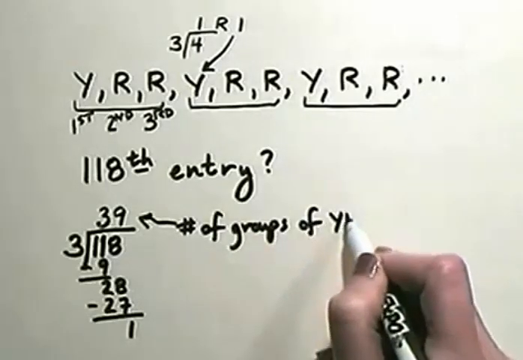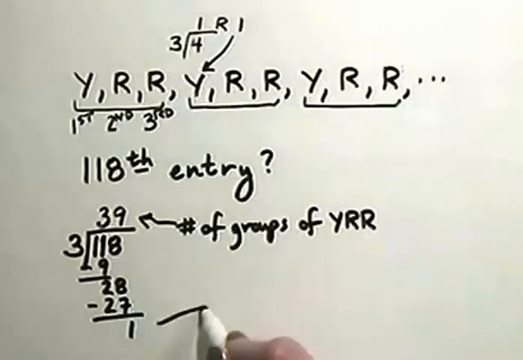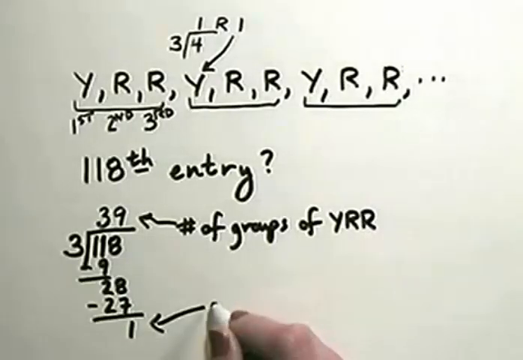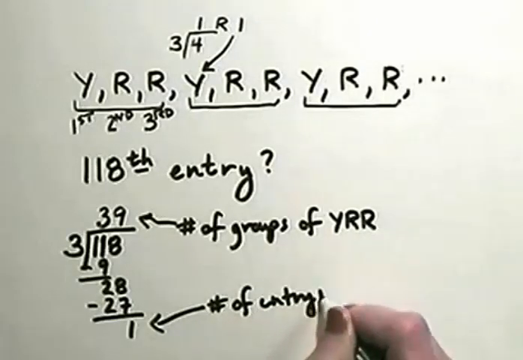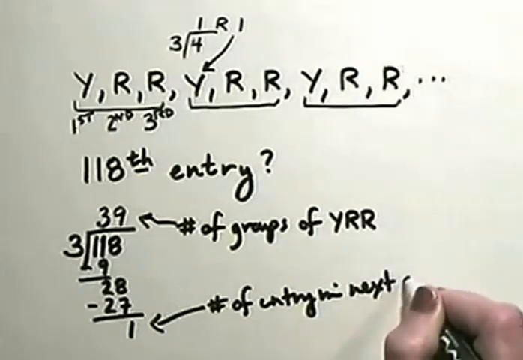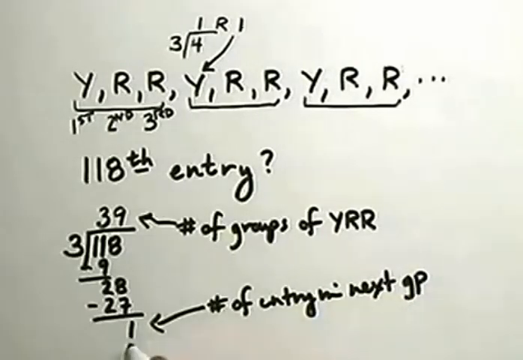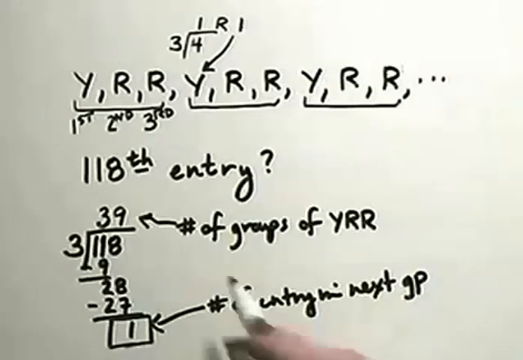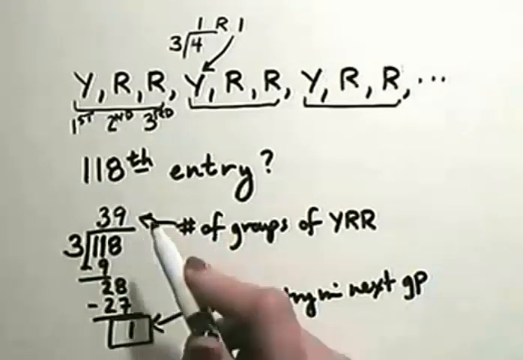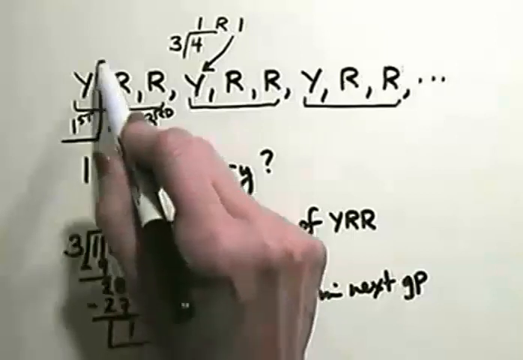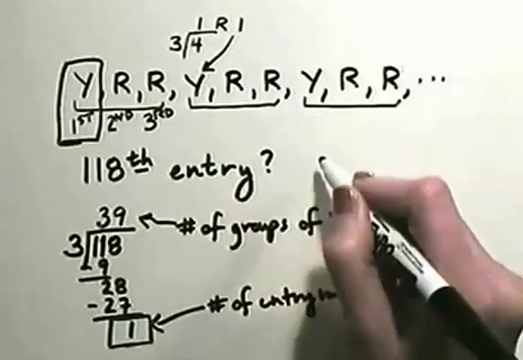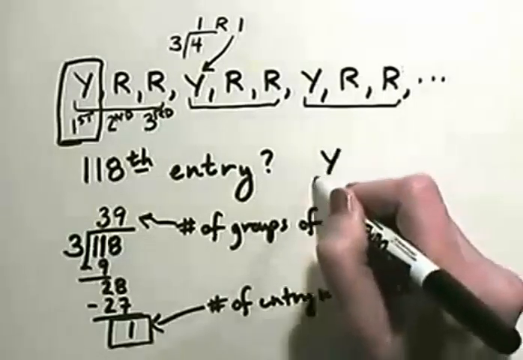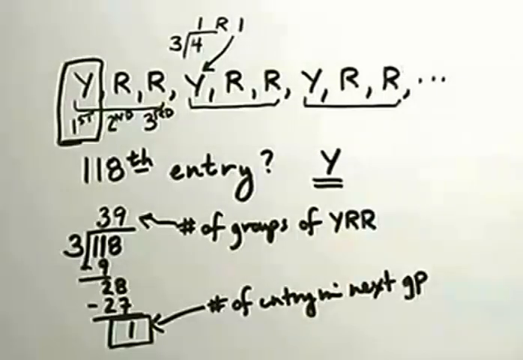of y or r. The 1 that's left down here tells us the number of the entry in the next group that we need to pick up. In other words, we want the first entry in the next group. That would be the 118th entry. Well, the first entry is always going to end up being a y. So therefore, we can say the 118th entry in this pattern is going to give us a value of y.